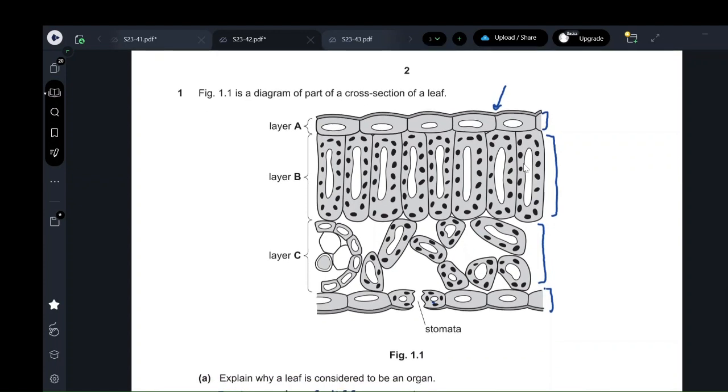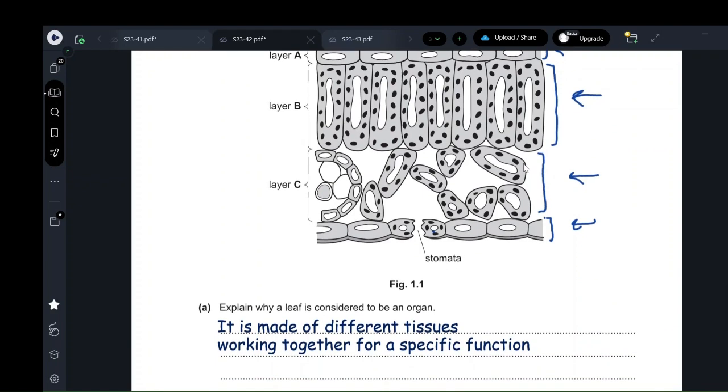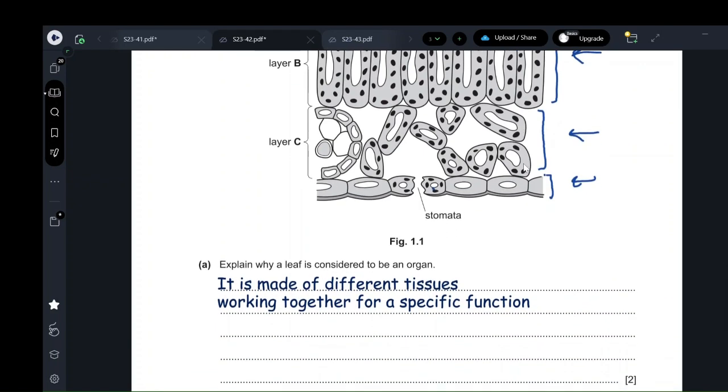What was the question? Why is the leaf considered to be an organ? I will tell him the definition of the organ because it is made up of different tissues. This is one tissue, this is the second tissue, third tissue, fourth tissue. It is made up of different tissues working together to do a specific function.